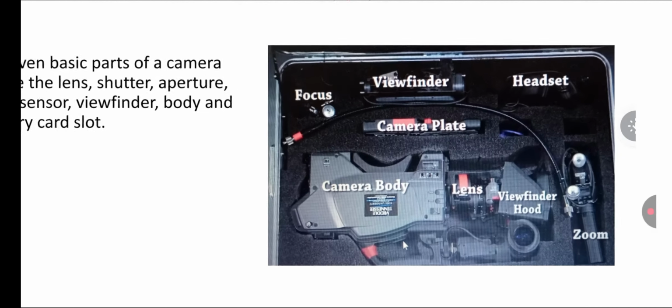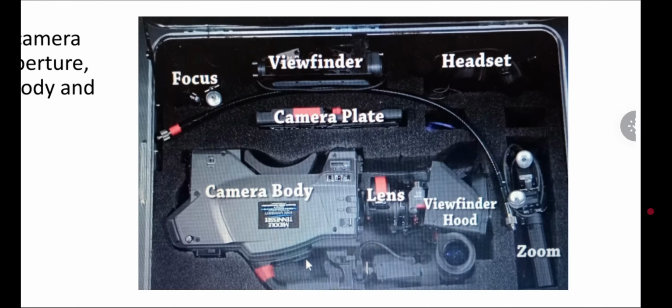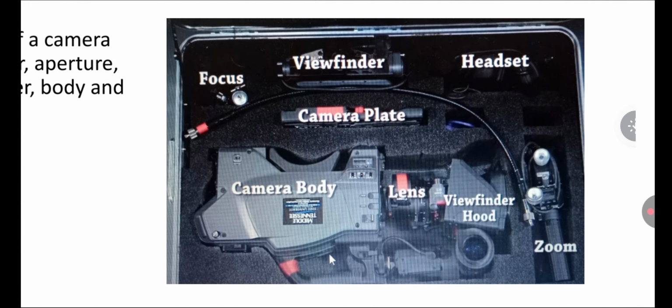So let me just zoom this one so it is clear to you. You can understand each part here. Okay, focus, viewfinder, headset, camera plate is there, which is mounted below the camera head. Okay, camera body, lens, viewfinder hood. That's all.